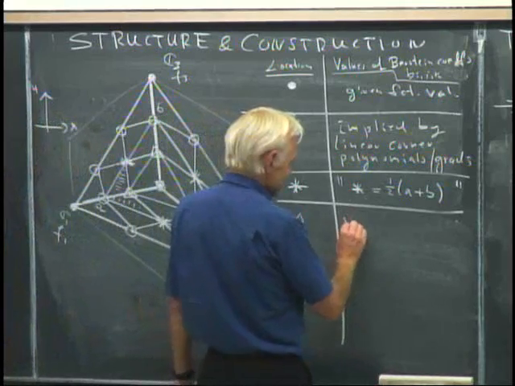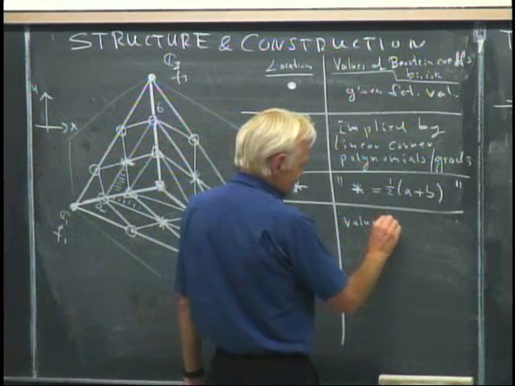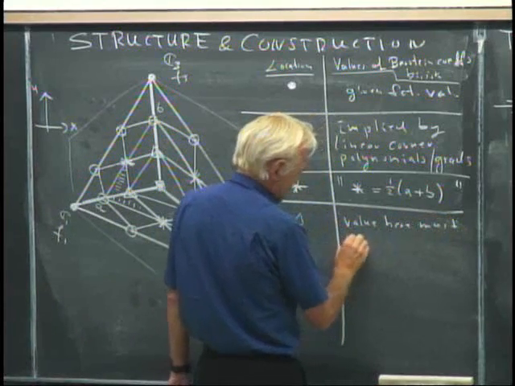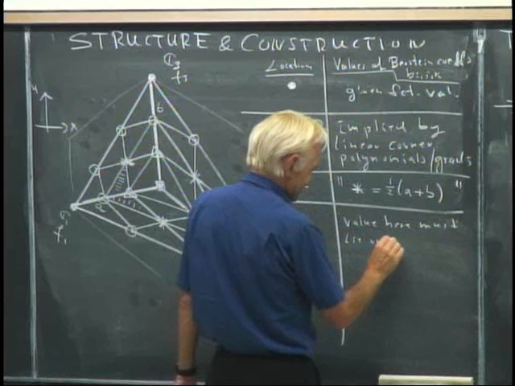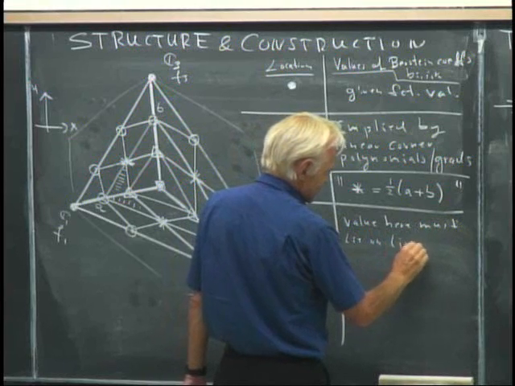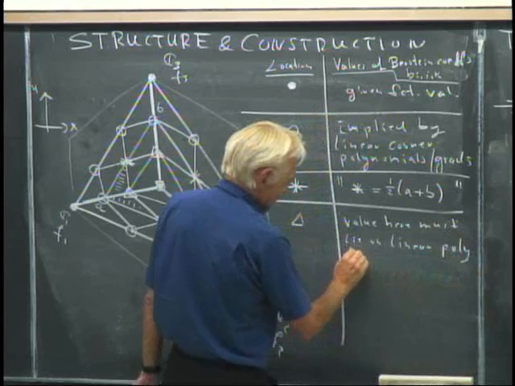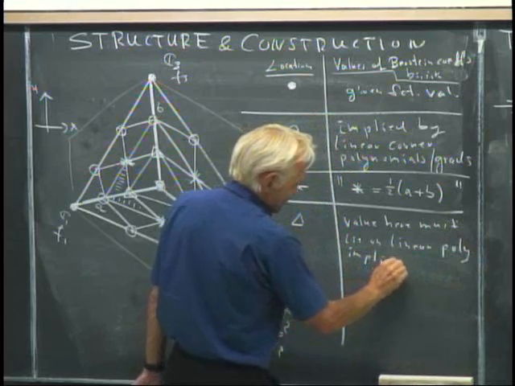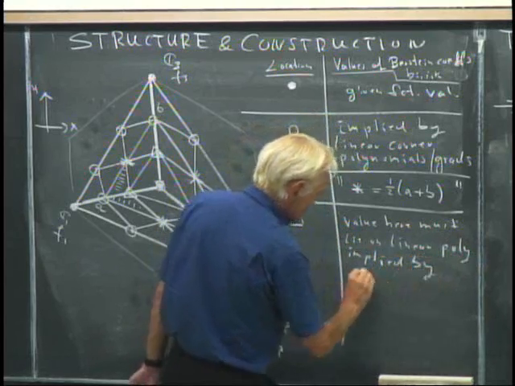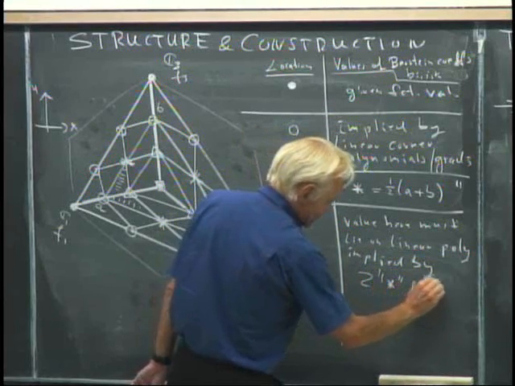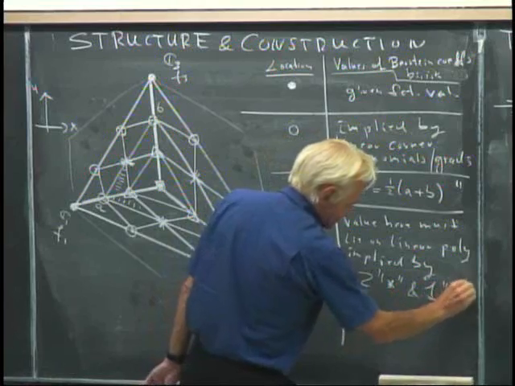Okay, the value here must lie on the graph of the linear polynomial implied by 2 star points and 1 circle.